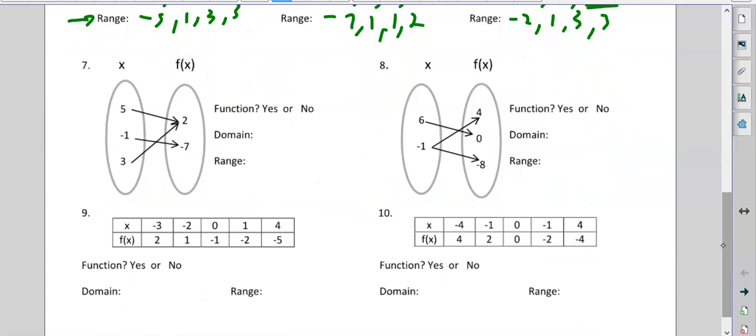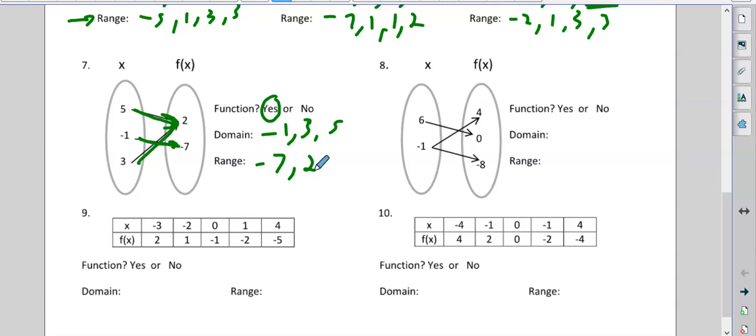All right, number 7. Okay, 5 only gives us 2. 3 only gives us 2. -1 only gives me -7. There's no repeats, so that's a yes. My domain is just -1, 3, and 5. My range is just my y values, which is -7 and 2.